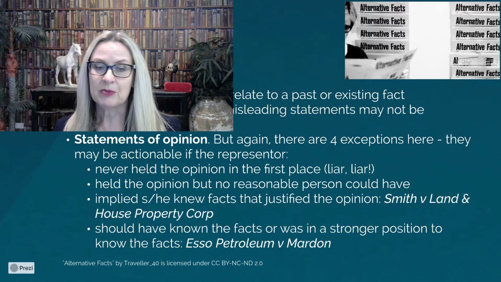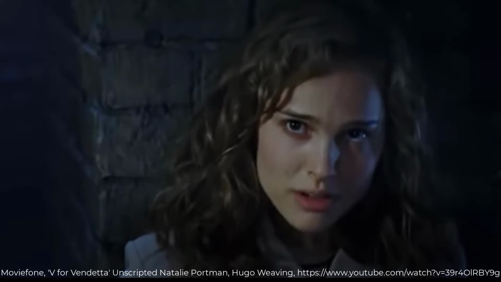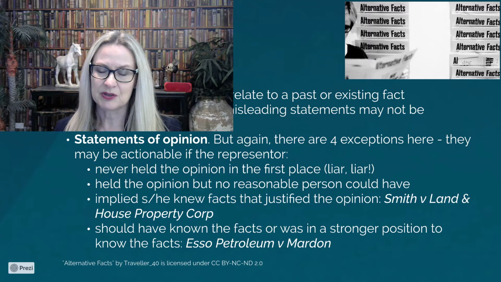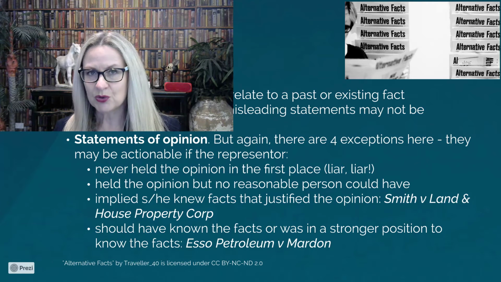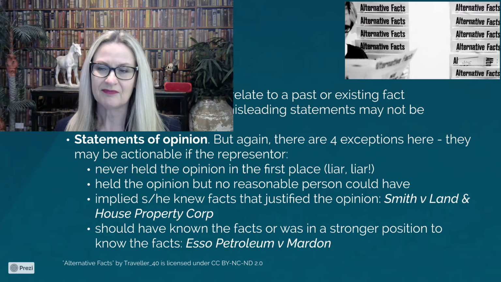Also, where the representor held the opinion, but no reasonable person could have held that opinion. Are you like a crazy person? So unreasonable opinions are going to be actionable. Where the representor implied that they knew facts that justified whatever opinion it is that they're actually giving the other party. And here we have the delightful Smith and Landon House property court case.